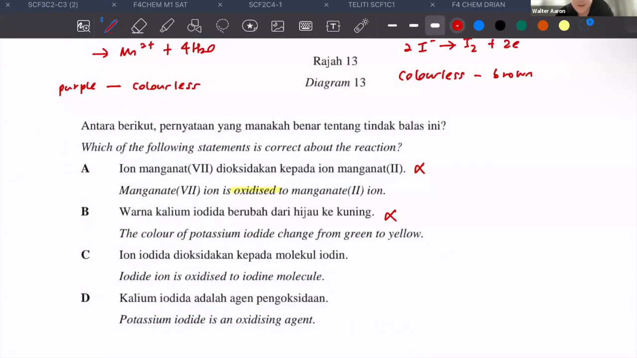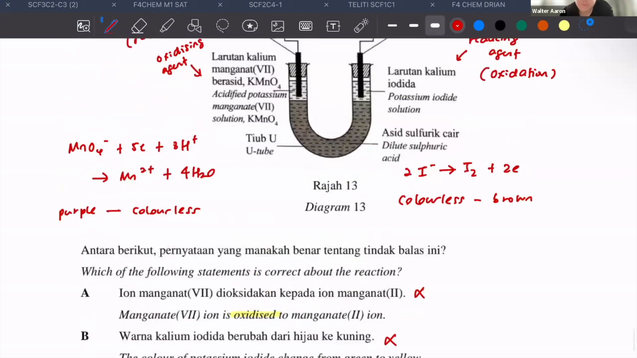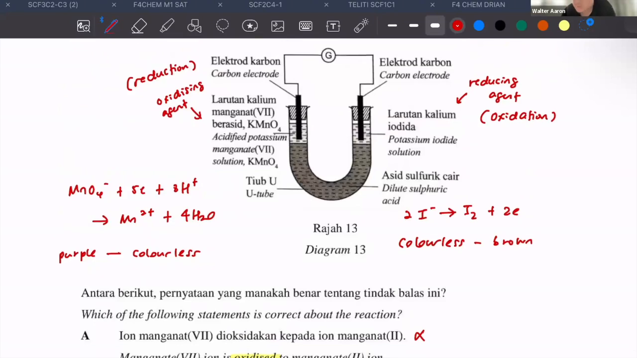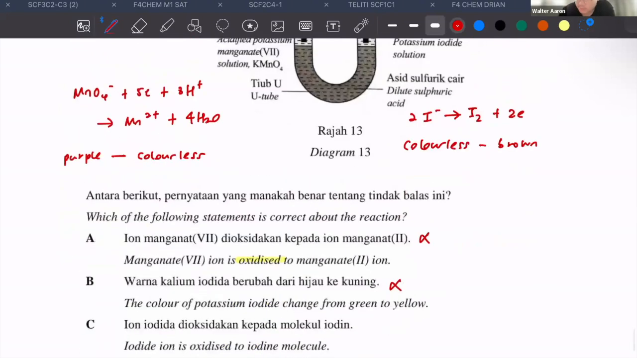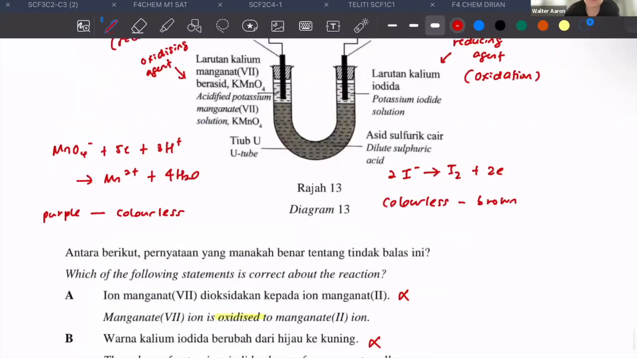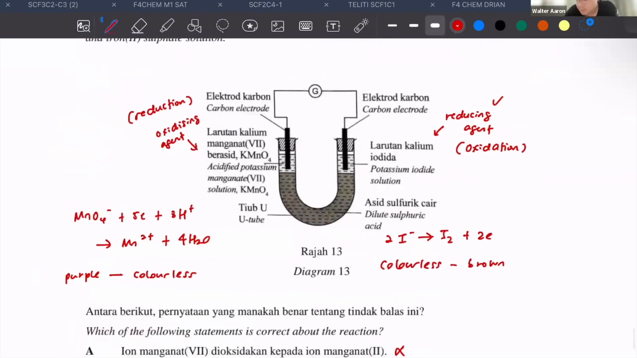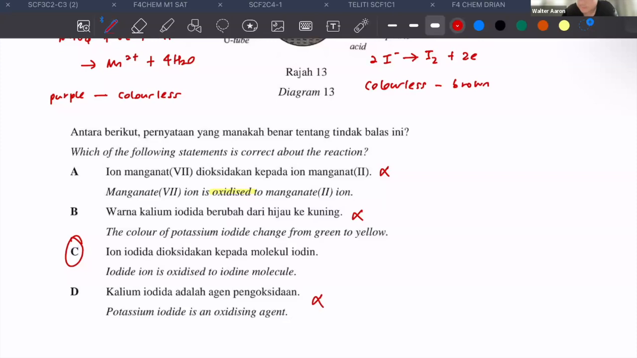So potassium iodide itself is colorless. After that, it turns into brown. So wrong also. Iodide is oxidized to iodine. That is correct. It releases electrons, right? So when it releases electrons and it gains in oxidation number, so it is supposed to be oxidized. Potassium iodide is an oxidizing agent. This is wrong. I said that it is supposed to be a reducing agent because the other side is already an oxidizing agent. So right side must be reducing agent. So the best answer here will be C.